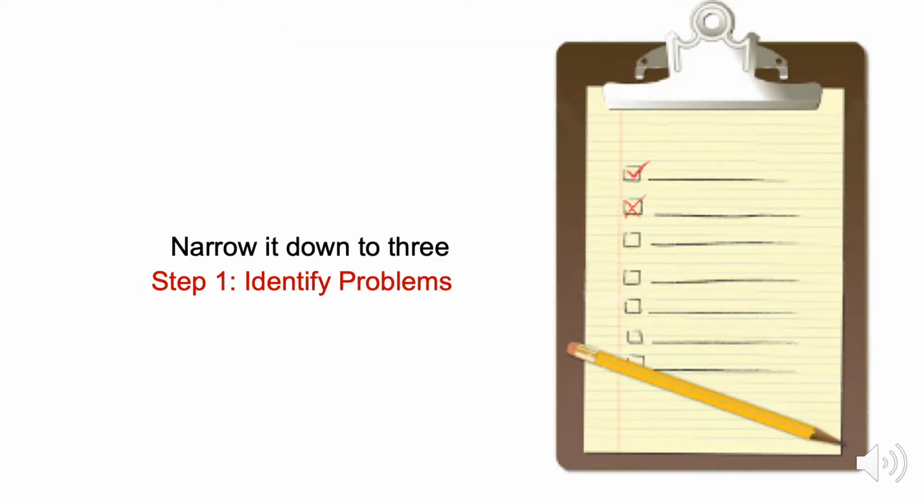Once you have your list, take a look and narrow it down to 3 just based on your gut, and write it down on your challenge worksheet.